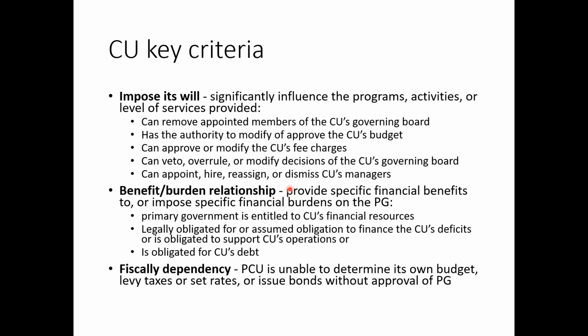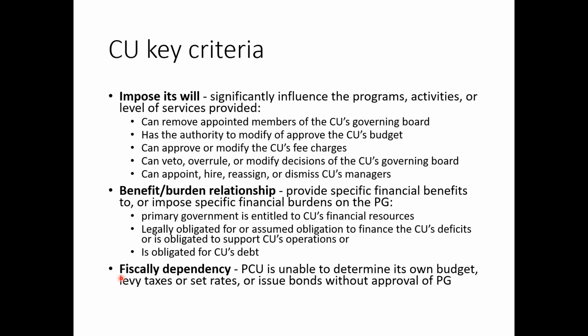Basically, we mean the component unit provides specific financial benefits to the primary government, or it imposes specific financial burdens on the primary government. For example, the primary government is entitled to the component unit's financial resources, but the primary government is obligated for the component unit's debt. So it means there's a benefit-burden relationship between these two.